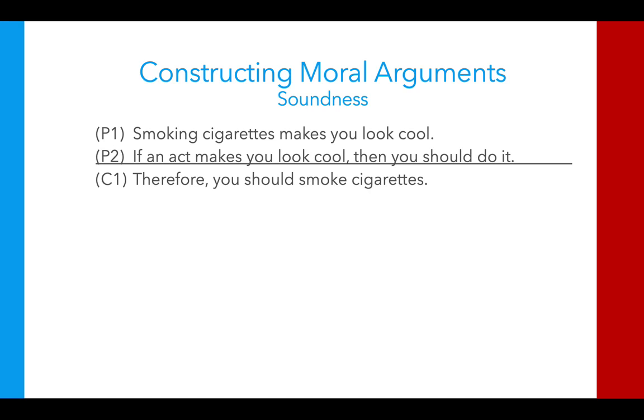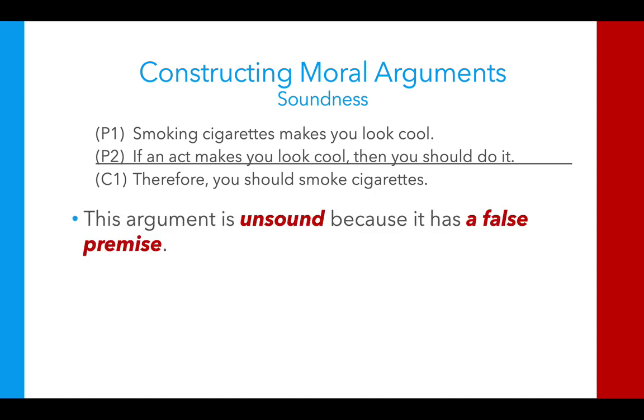Yeah, maybe that's right. But I think the more obvious problem with this argument, and the problem with a lot of the arguments we're going to be looking at, is not that first empirical claim about what an action's effects are, but rather the moral claim that we get in premise 2. So what I want to say is that this argument's clearly unsound because it has a false premise, and that premise is premise 2. Just because something makes you look cool doesn't mean you should do it. There might be all sorts of things that look really cool to do, but that you shouldn't do.